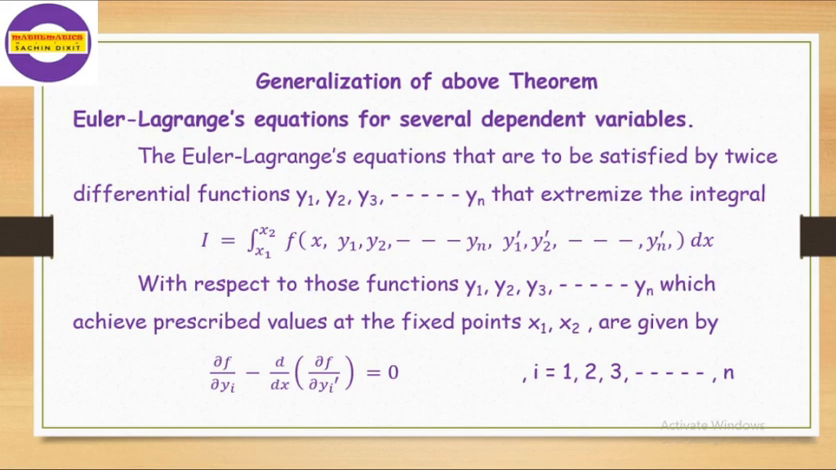x1, x2, are given by ∂f/∂yi minus d/dx of ∂f/∂yi dash equals 0. These are total n equations. When the dependent variables are n, we get n Euler-Lagrange equations. Here i varies from 1, 2, 3 up to n. The proof of this theorem is left to the students.